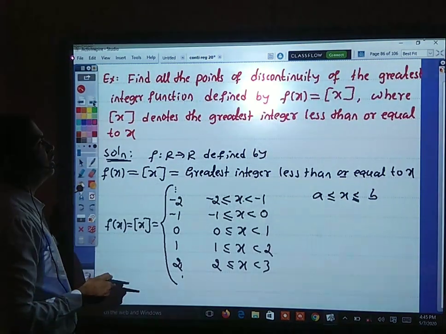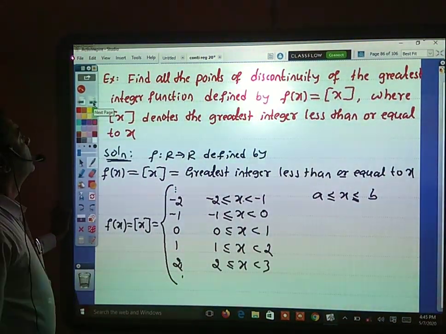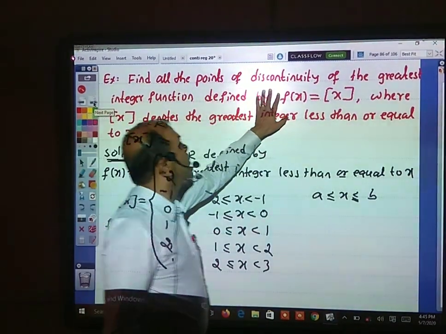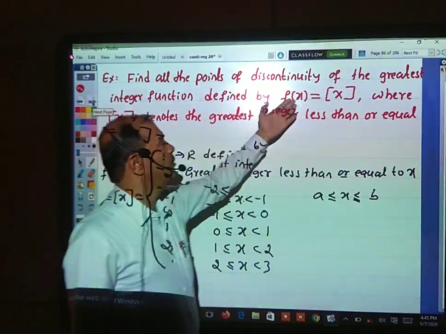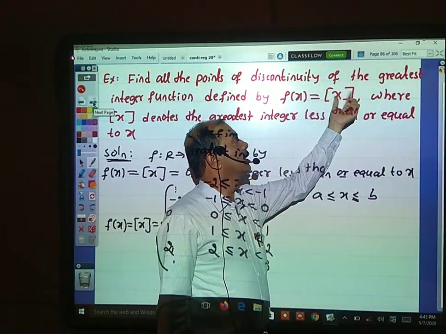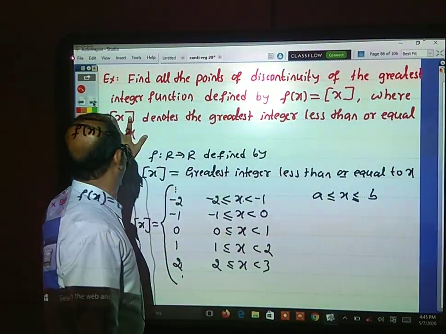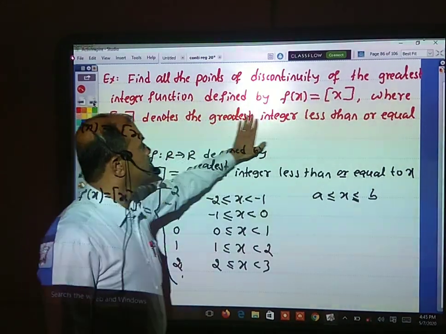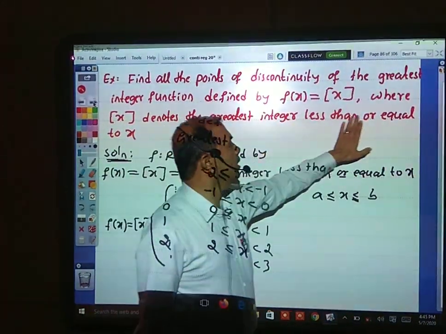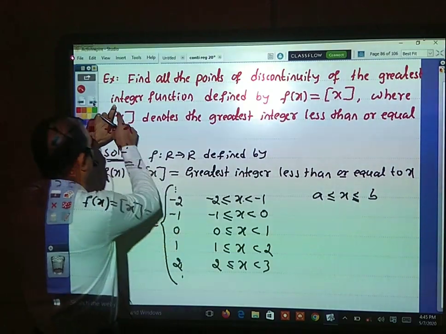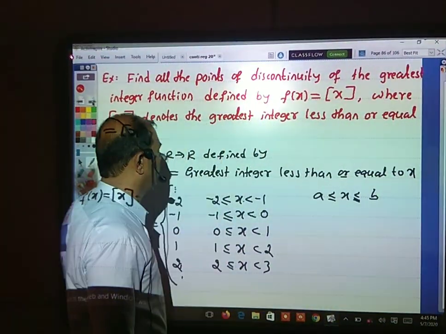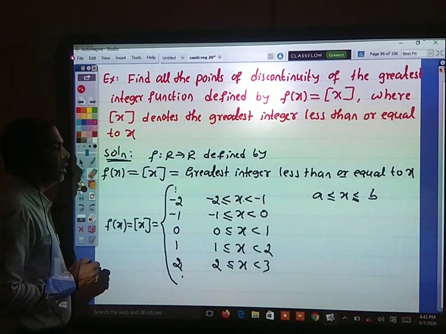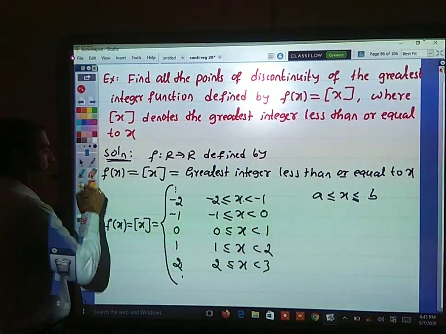Okay, see this question. Find all the points of discontinuity of the greatest integer function defined by f of x equal to the greatest integer x, where the greatest integer x denotes the greatest integer less than or equal to x. This box denotes the greatest integer less than or equal to x. Okay, see how the function is defined.